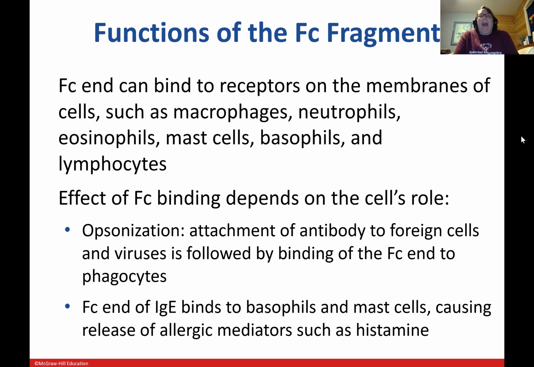However, if it's an IgE that is attached to that particular toxin or pollen or whatever it is, it binds to basophils and mast cells, and those are both involved in allergy mediation. What that does is it causes the release of allergic mediators like histamine. And so that one class of antibodies, which we're going to talk about in just a couple of minutes, is different than the other four classes of antibodies.